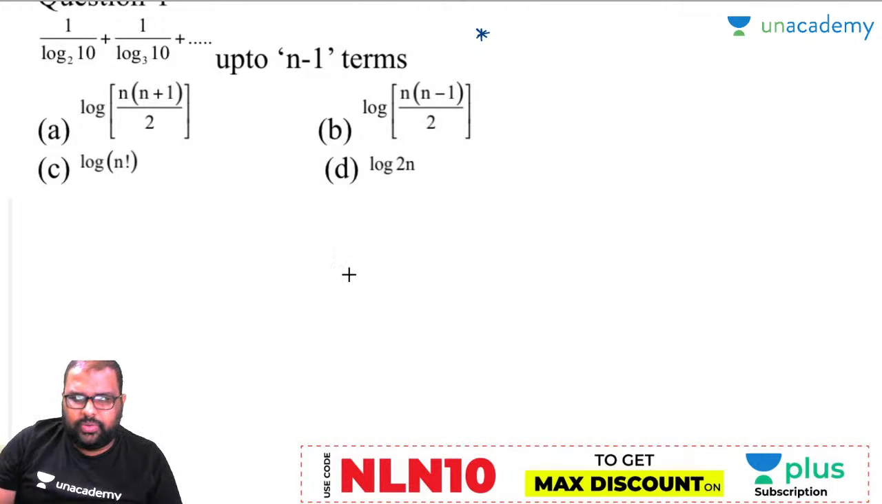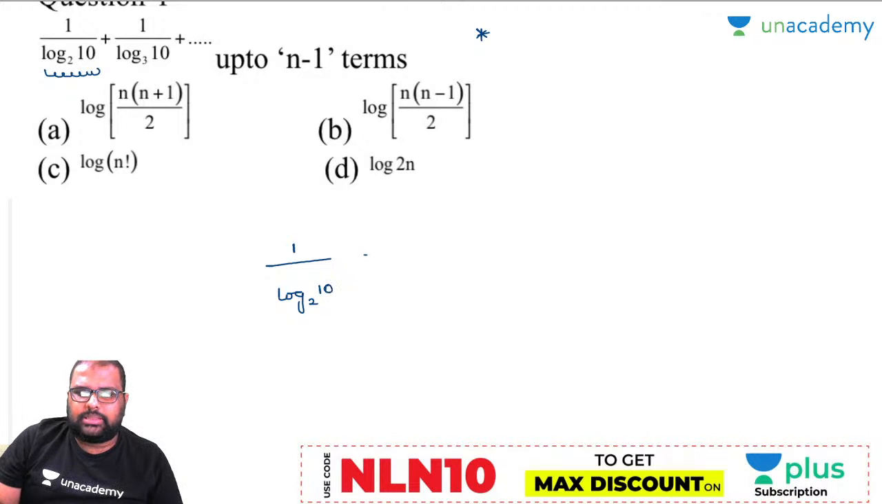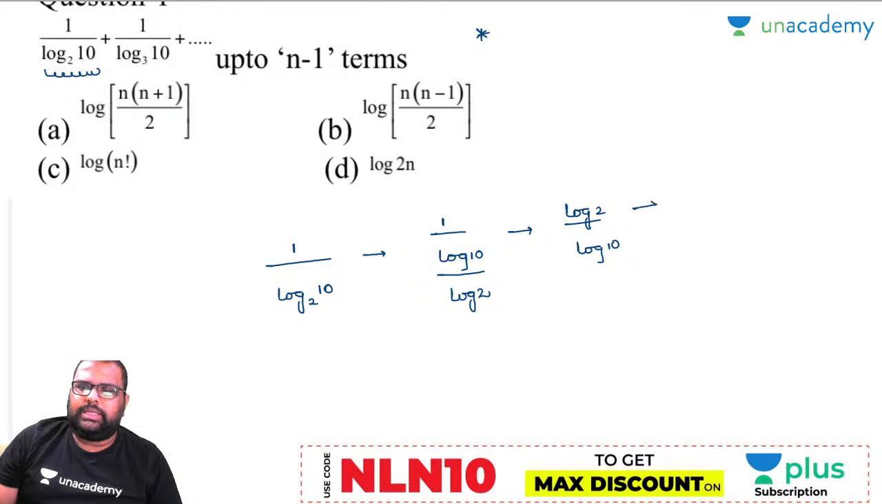So look, I will write down this step. 1 by log base 2 of 10. Log base 2 of 10 can be written as log 10 divided by log 2, so 1 by that is log 2 by log 10. Interconvertibility of logarithms. Am I right? And can I write down the same thing as log base 10 of 2? Yes, I can write it like this.